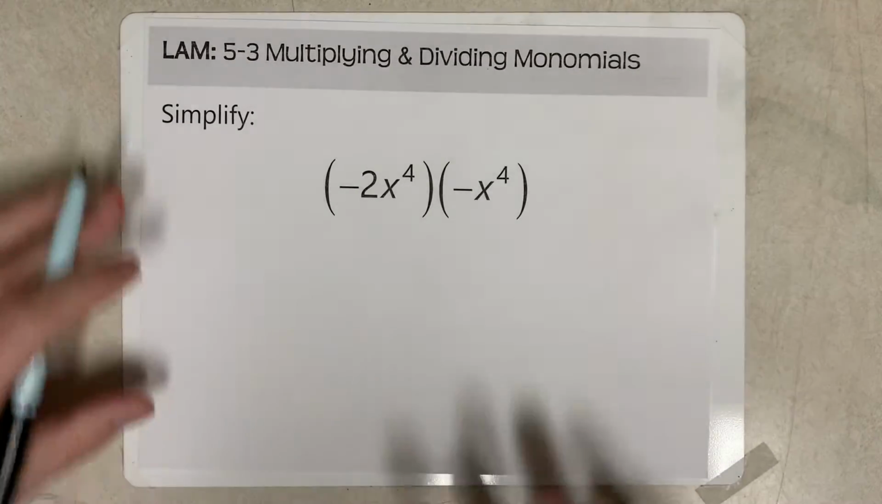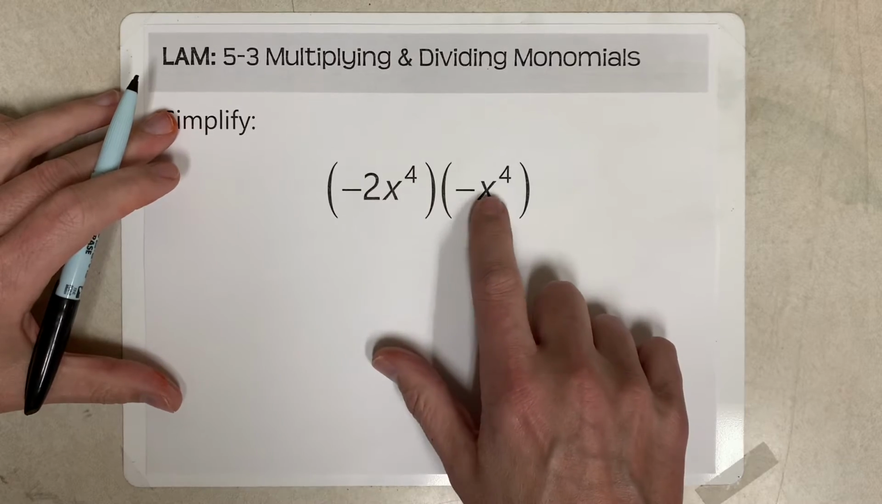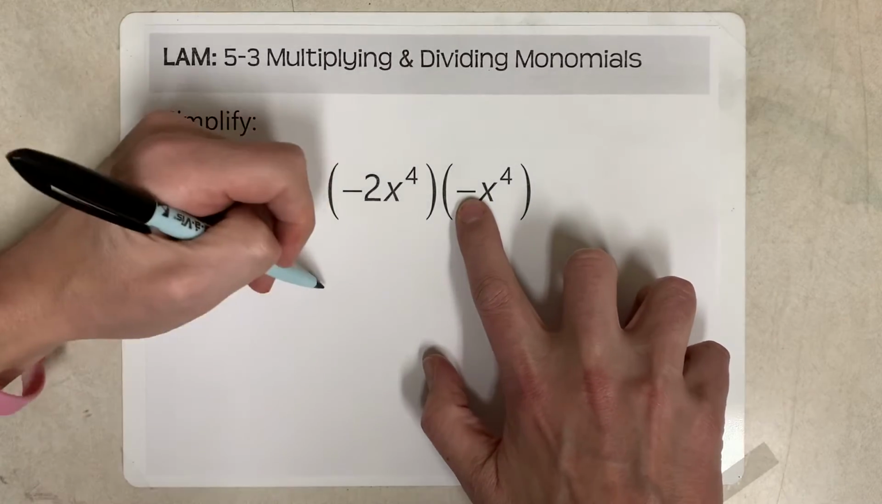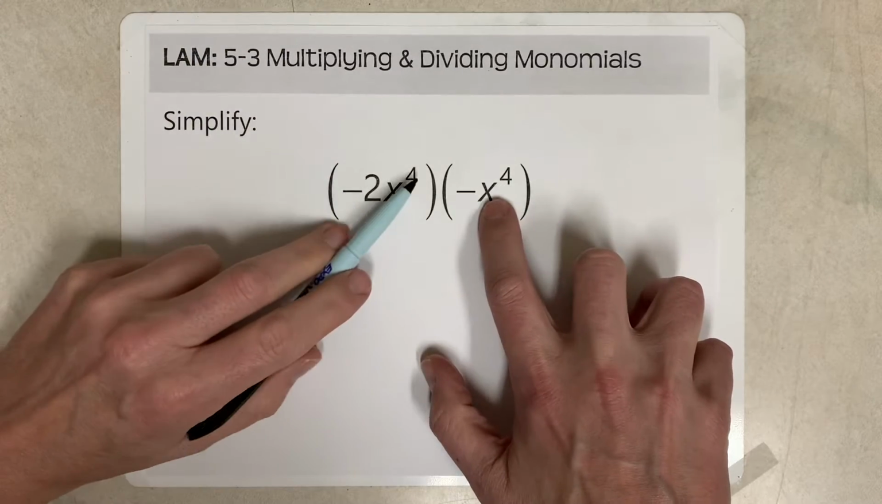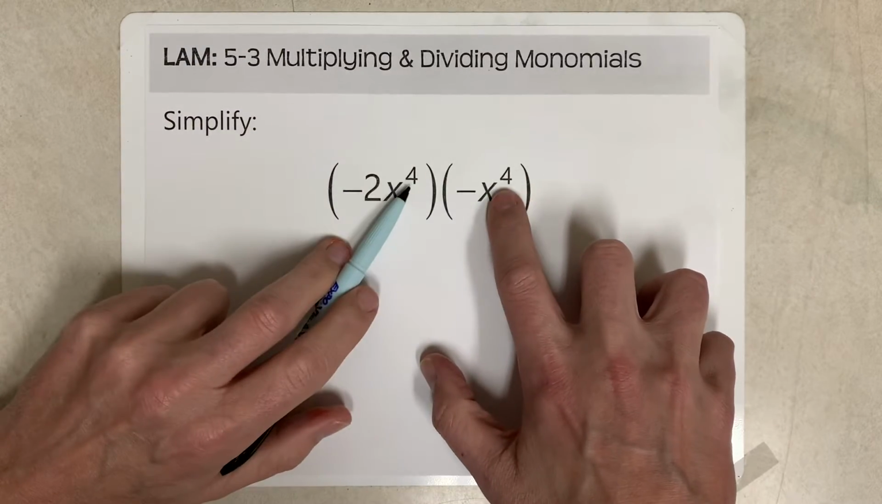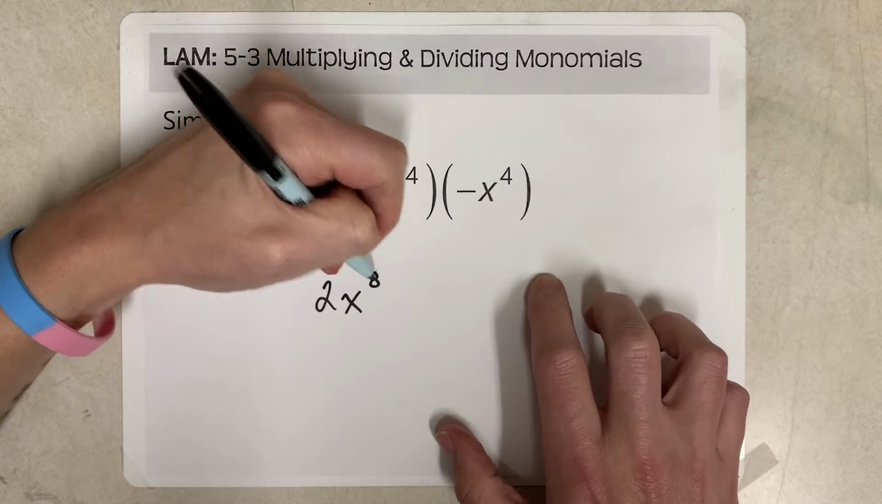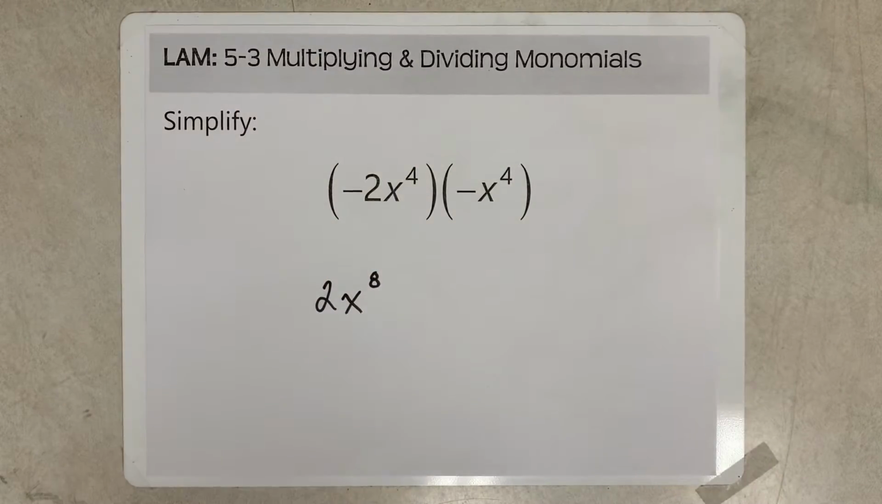Okay, this one, 2x to the 4th times negative x to the 4th. Negative 2 times negative 1 is positive 2. X to the 4th times another x to the 4th. 4 plus 4 is 8. So 2x to the 8th is our final answer for that.